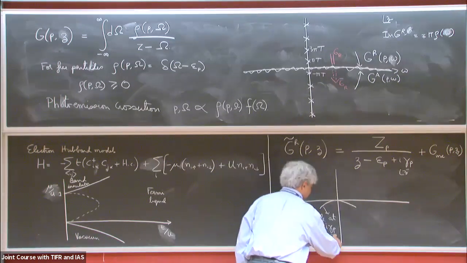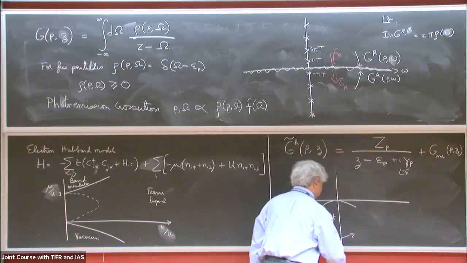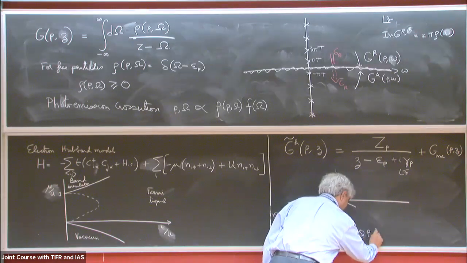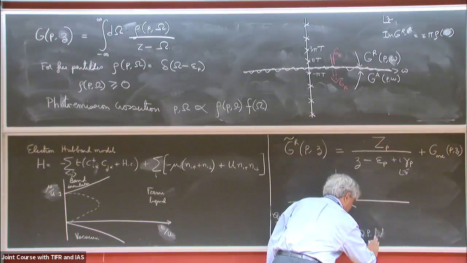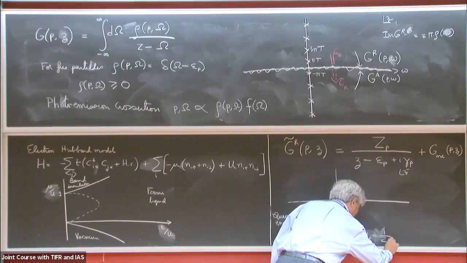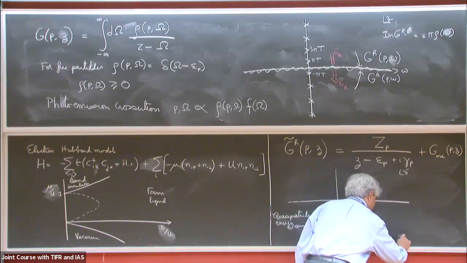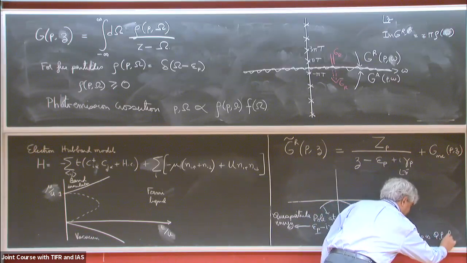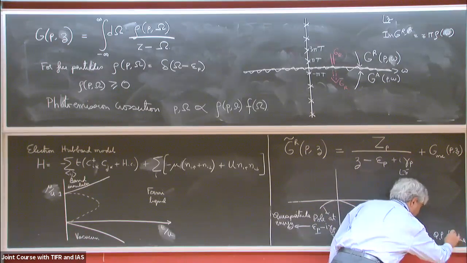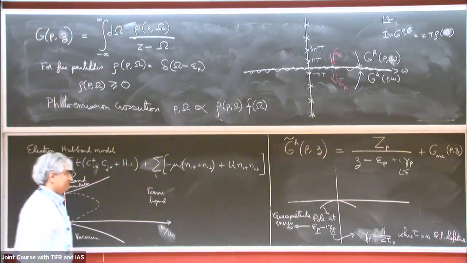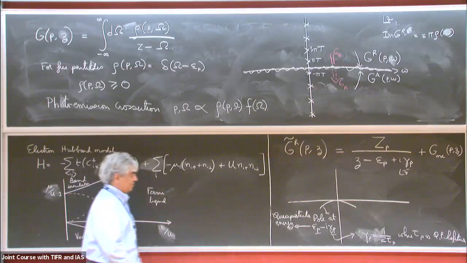And the gamma P is the inverse of the quasi-particle lifetime, or let's say the QP lifetime. Well, let's see. Write it this way, I always forget. Gamma P is 1 over 2 tau P, where tau P is the quasi-particle lifetime. It's really the inverse of twice the quasi-particle lifetime.